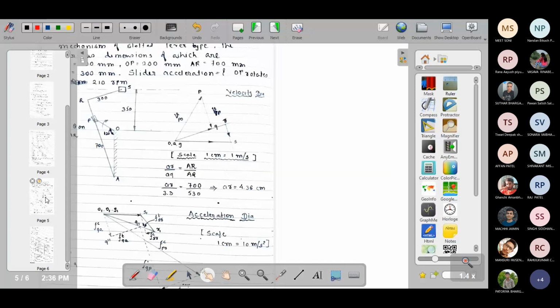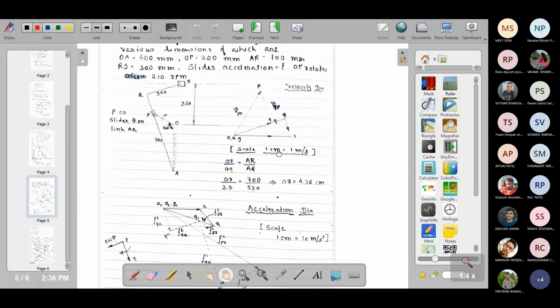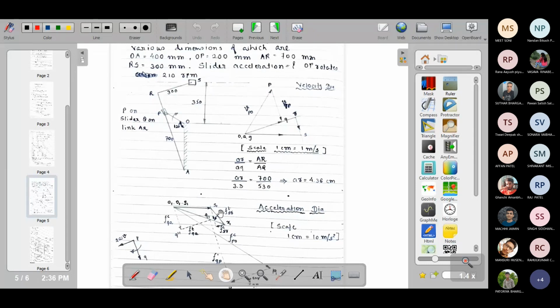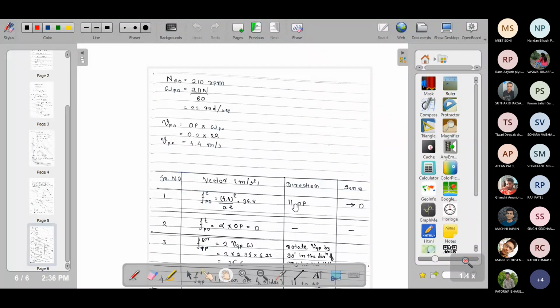Now, whenever you are drawing a velocity or acceleration diagram, make sure your space diagram, velocity diagram, and acceleration diagram are on the same plane, the same page. Otherwise it is difficult to take the perpendicular lines or parallel lines. So you have to accommodate your velocity diagram and space diagram in a single page only, so take space accordingly. First of all, you need to make this table.